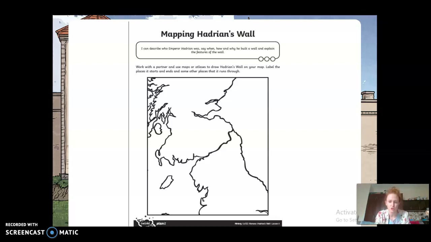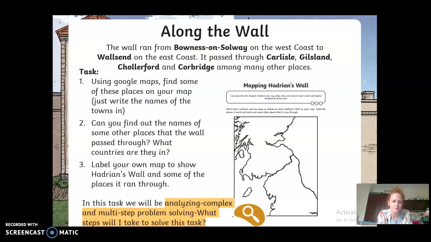I'm not sure what to do in case you don't have a printer. Let me take a look at the questions. Yeah, so you can skip task number 3 if you don't have it printed, basically.